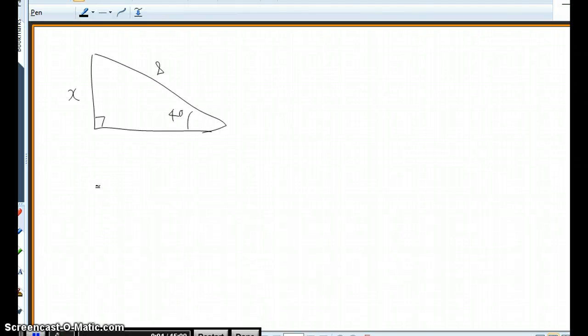Here we go. Same process. I'm going to label the sides. H, A or O? Davey, A or O?